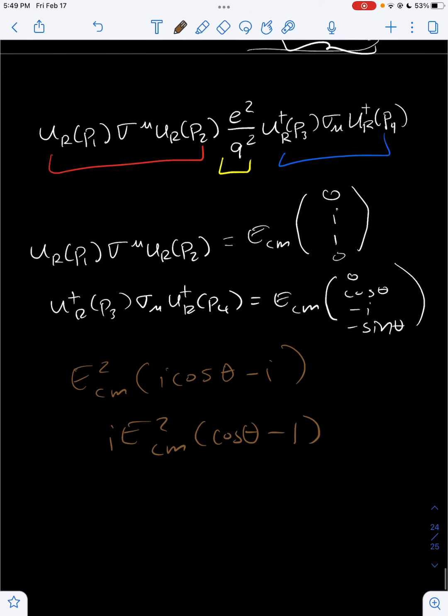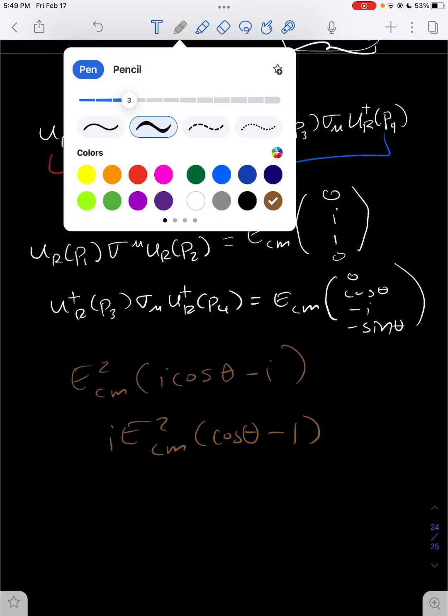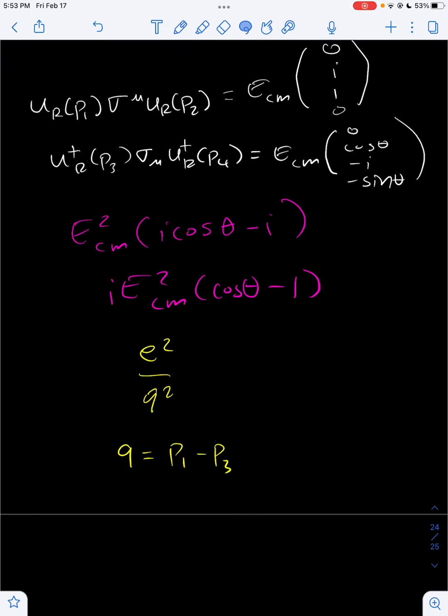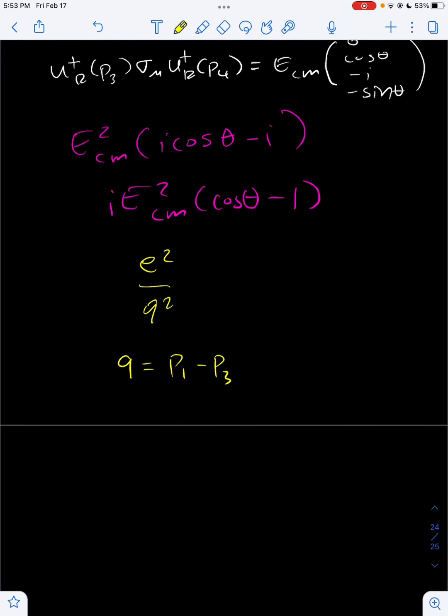And you guys may think that this is our final answer, but again, it is not, because we have to calculate the yellow part, the E squared over Q squared. So what is that going to be? Now remember from before, Q is just P1 minus P3, and we are being asked to calculate Q squared, so P1 minus P3 squared. Now there's a nice thing called the U channel. For those of you guys that know particle physics, you know that this is just the U channel, right? The U channel is just P1 minus P3 squared.